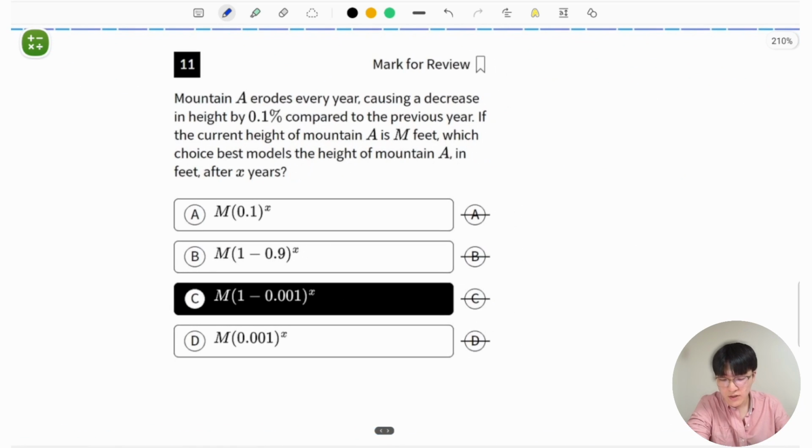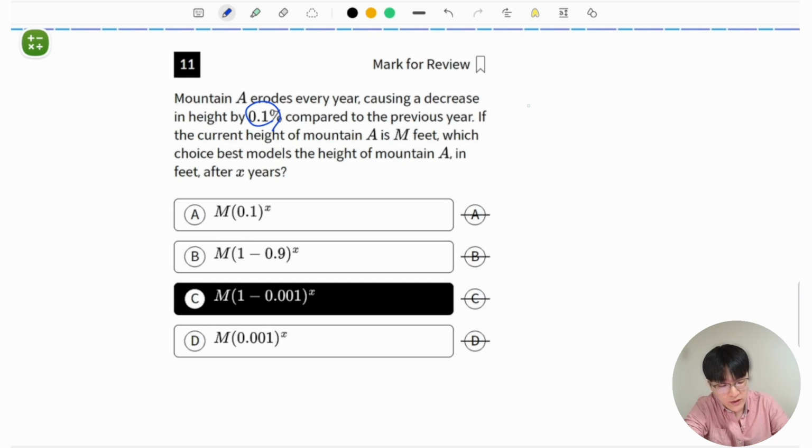Question number 11. Mountain A erodes every year, causing a decrease in height by 0.1% compared to the previous year. If the current height of the mountain A is m feet, which choice best models the height of mountain A in feet after x years? So this is a simple exponential equation problem. And if something is decreasing by 0.1% and we want to put that into a formula, we have to always change that percent into a number value.